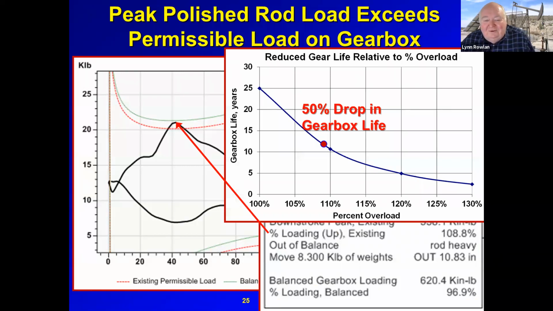Cecil Hunt, the chief engineer, sent this to us, and it says that at 8% overload, 8.8% is going to reduce the life from 25 years down to 12 years. So just a little bit of overload in the gearbox can cause a shorter life. And you know, if you overload at 25%, your gearbox will fail in 3 years.